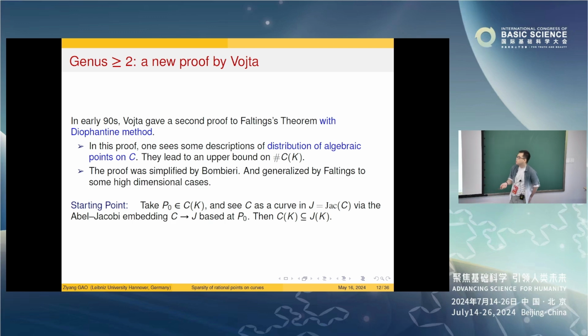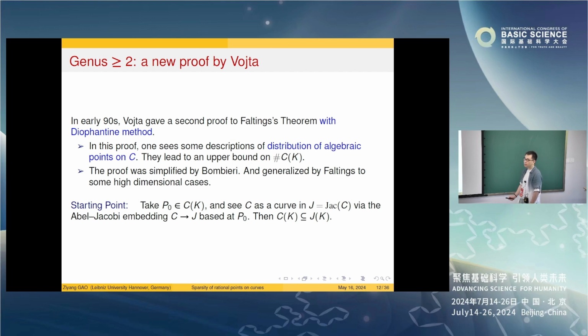But for the Mordell conjecture, well, if we don't have any rational point, then the number of rational points is 0, so we have nothing to prove. So let's assume that there is a rational point, and then we use the Abel-Jacobi embedding to put C into J. Now we see C as a subvariety of J. And if we take this rational point as the base point, then C(K) is a subset of J(K). Well, this is what we want to study.